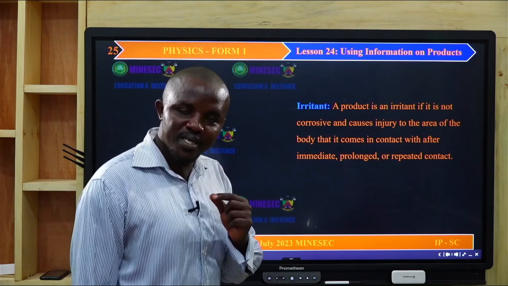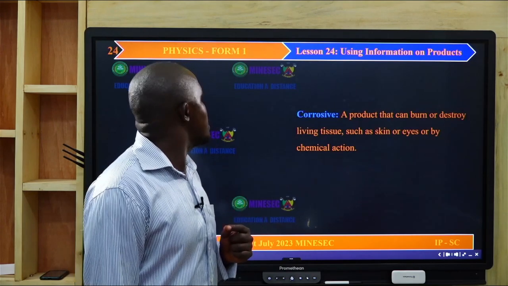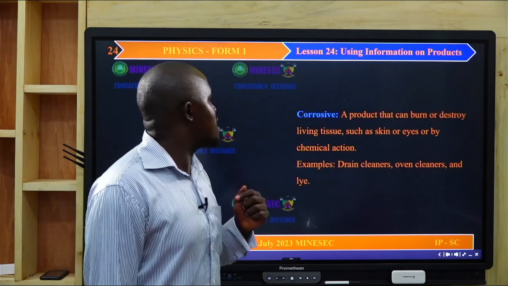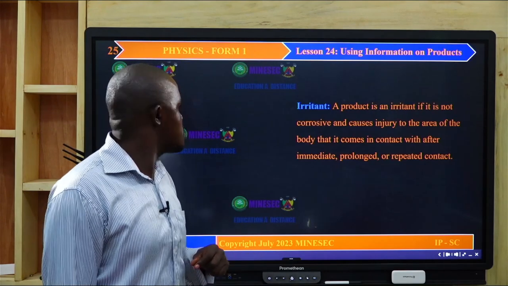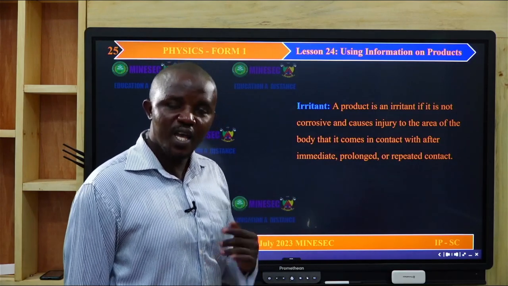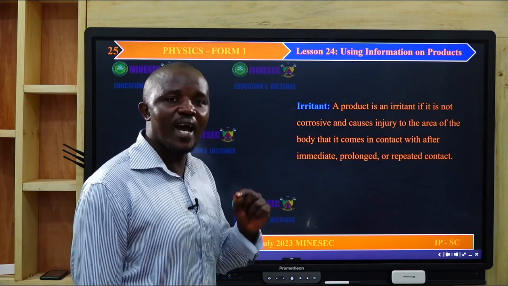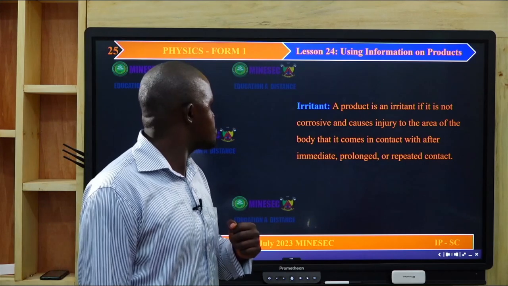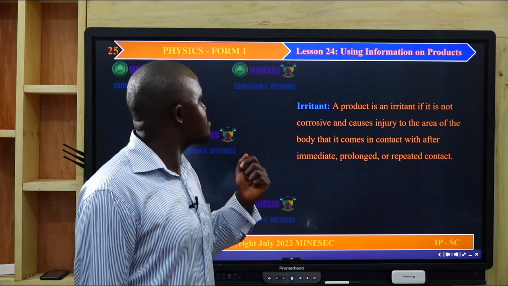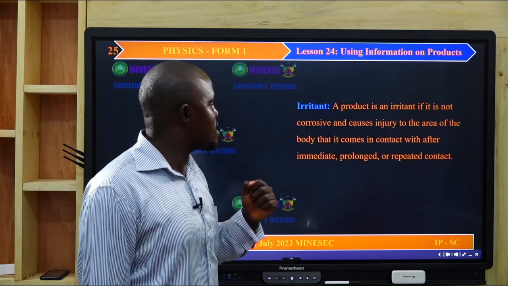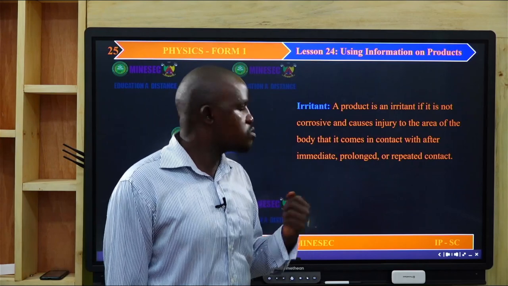If the product is an irritant, we have mentioned that a household product can be classified as hazardous if it has any of the following properties: corrosive already, and the second property is if it's an irritant. Whether it's corrosive, an irritant, or has other properties, it is a hazardous household product. So when we say a product is an irritant, it is not corrosive and causes injuries to the area of the body that it comes into contact with after immediate, prolonged, or repeated contact.